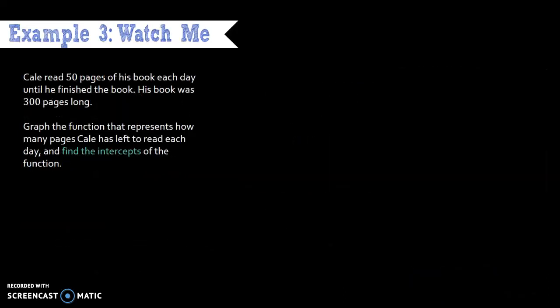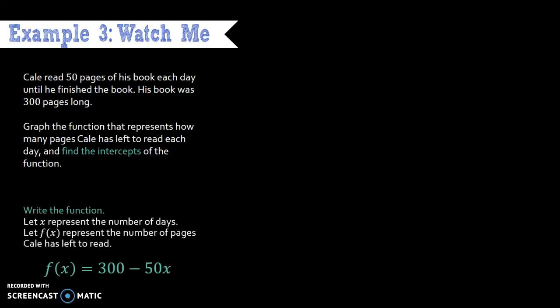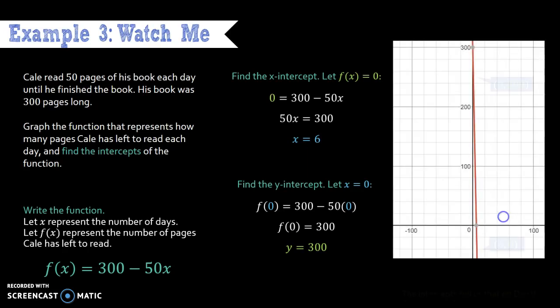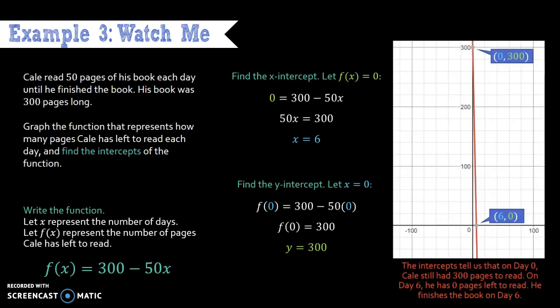Pause and try this one. Cale read 50 pages of his book each day. We are going to be graphing and finding the intercepts of this function. So we already know that our function looks like this. Let's do our intercept. So hopefully you found that the x-intercept is at this point 6, 0, and that your y-intercept is at this point 0, 300. That makes the graph look a little like this.